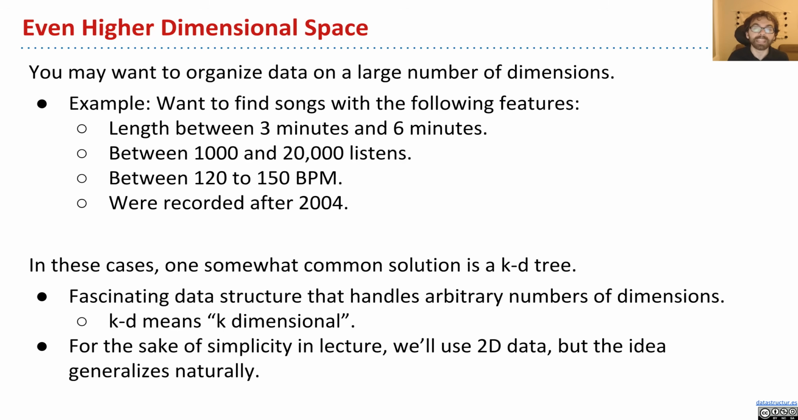So let's say we have some database of a bunch of songs, and we want to find songs that are between 3 and 6 minutes. That's the length dimension. And we want it to be between 1,000 and 20,000 listens. Well, that's the popularity dimension. And we want it to be between 120 and 150 beats per minute. That's the speed dimension. And then lastly, we say we want the when it was recorded dimension, what era it's from. And maybe we want it to be after 2004.